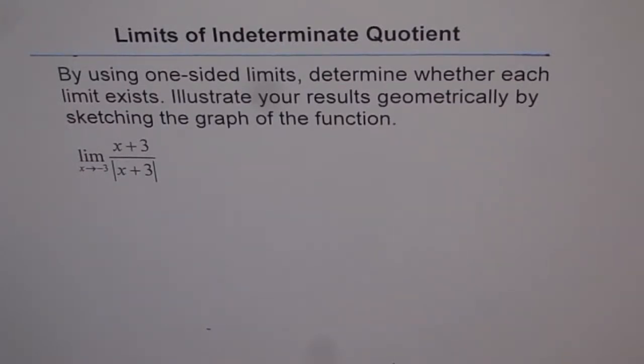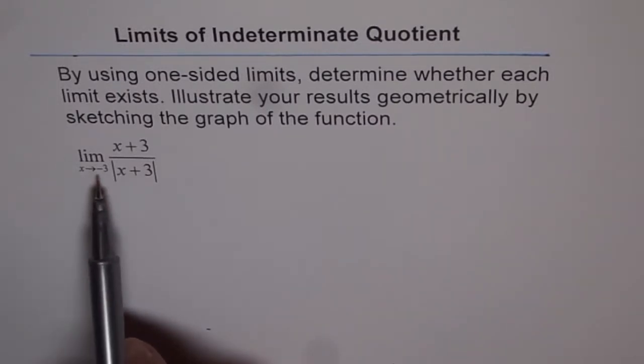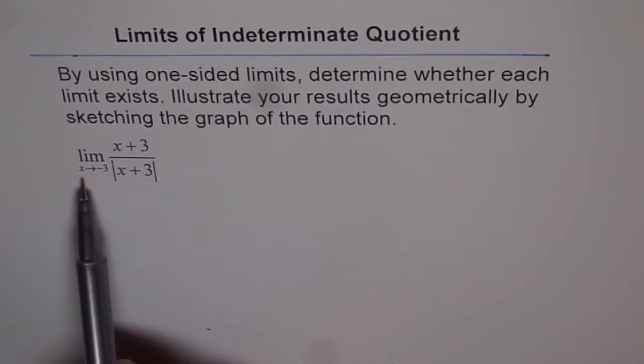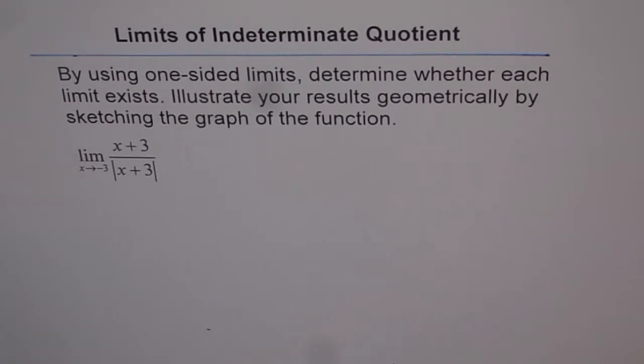By using one-sided limits, determine whether each limit exists. Illustrate your results geometrically by sketching the graph of the function. The function given to us is the limit of (x + 3) divided by the absolute value of (x + 3) when x approaches minus 3. So in this example, we'll first sketch the graph and then find the limit, right?